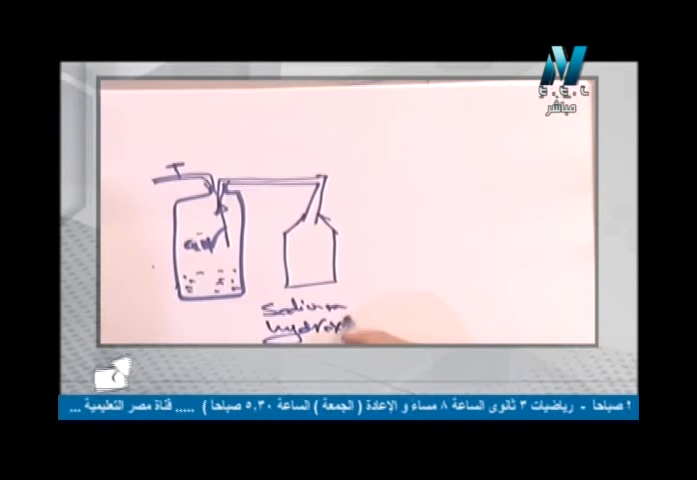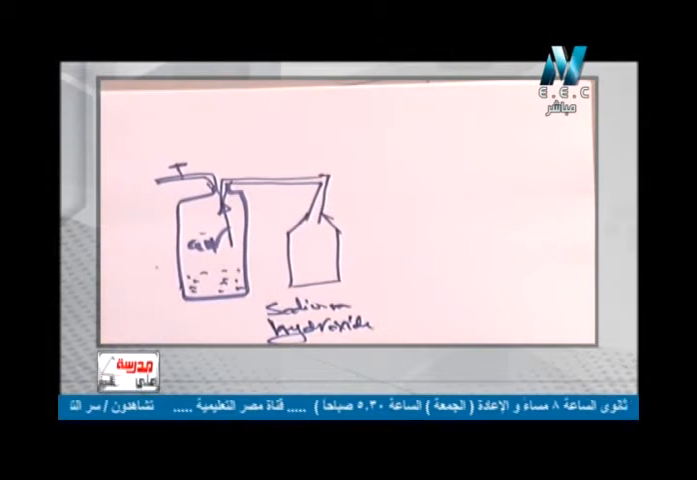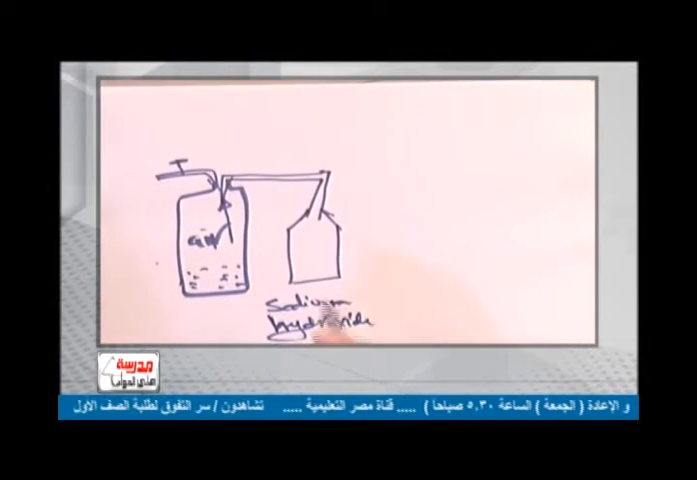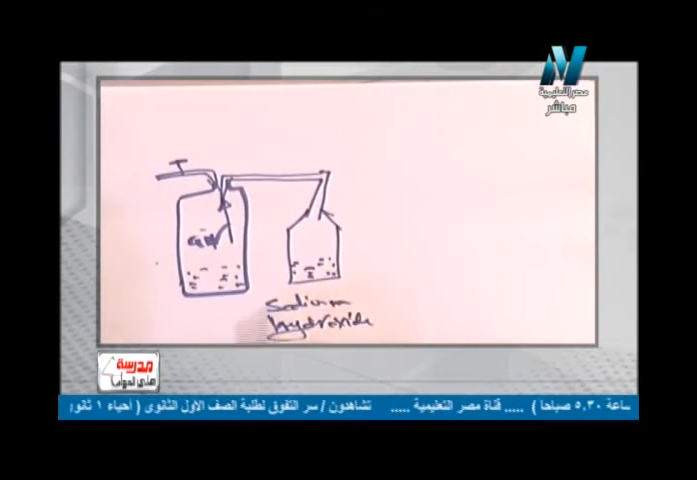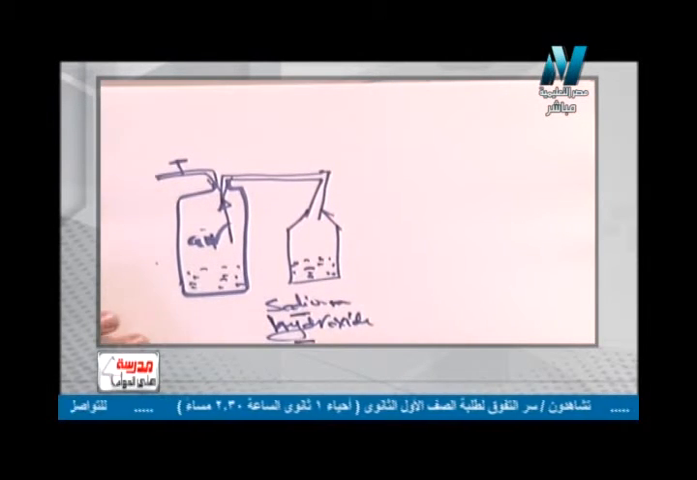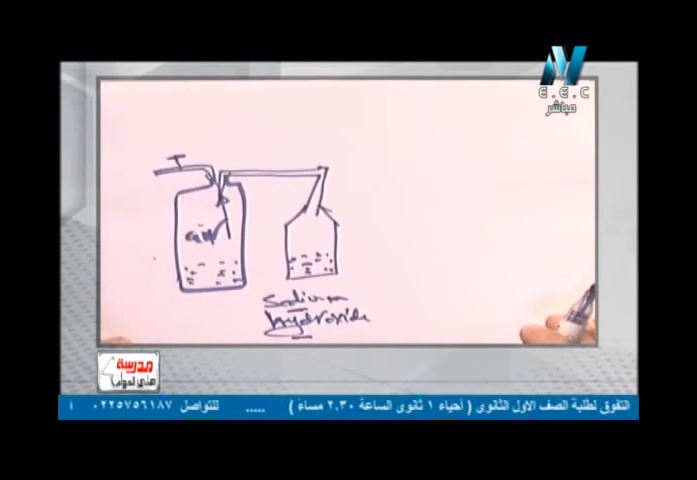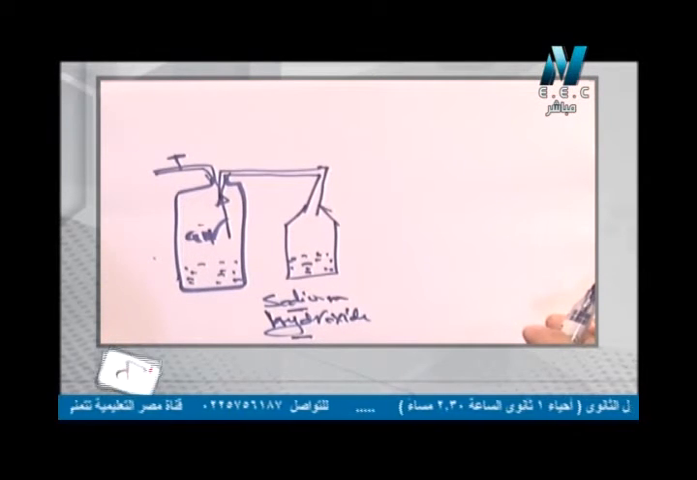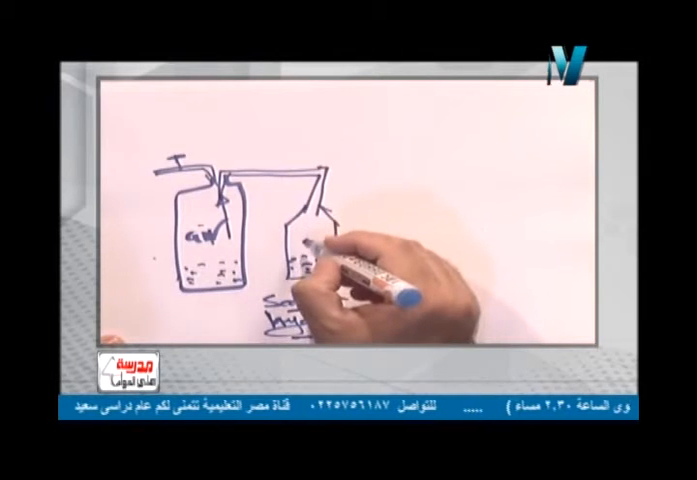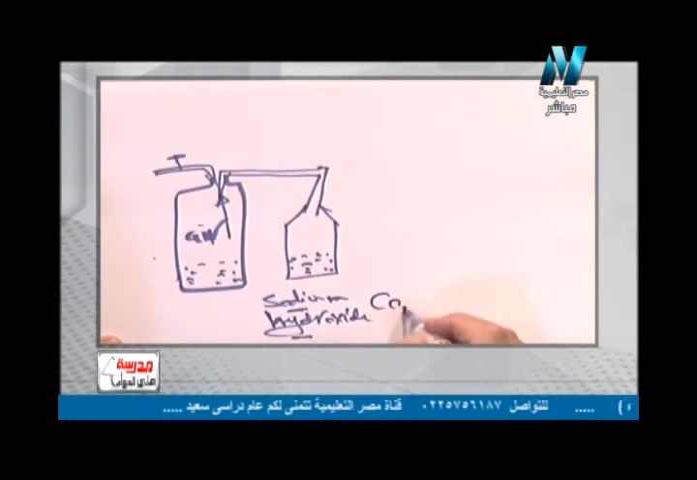Why? Because sodium hydroxide is known to absorb carbon dioxide. So here there is a very important substance, which we will call sodium hydroxide. Another substance, exactly similar to it, could also be used, which is potassium hydroxide. So what happened here? I removed carbon dioxide.